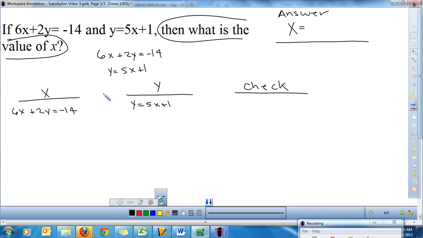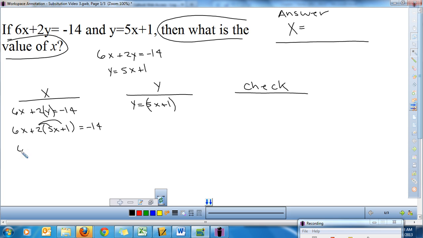Now, if I were you right now, I would go ahead and solve this on my own. You should know how to solve this by now. So pause the video, try solving this problem on your own, and then you can resume just to check that your answer is correct. Since I know that y equals 5x plus 1, I can substitute this whole thing in for y. So 6x plus 2 times the value of y, which was 5x plus 1, equals negative 14.